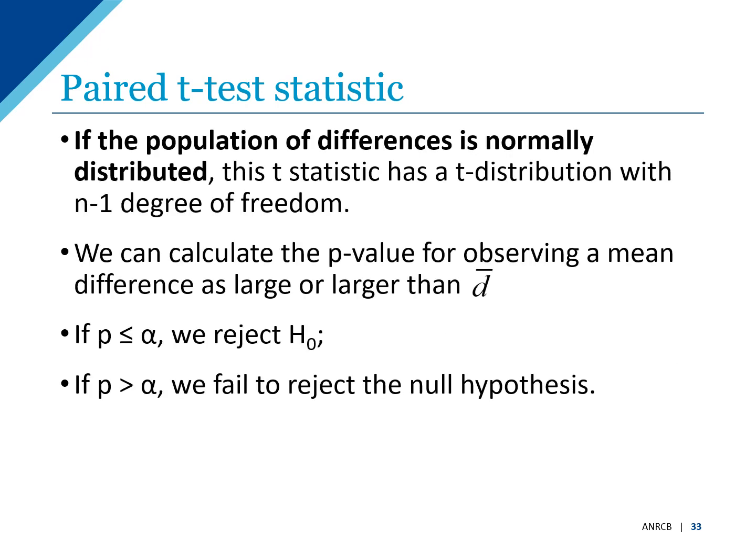Under this null hypothesis, if the population of differences is normally distributed, the t-test statistic has a t-distribution with n-1 degrees of freedom. We calculate the p-value for observing a mean difference as large as d bar. If the probability is less than or equal to the alpha we set, we can reject the null hypothesis. If p is greater than alpha, we fail to reject the null hypothesis.